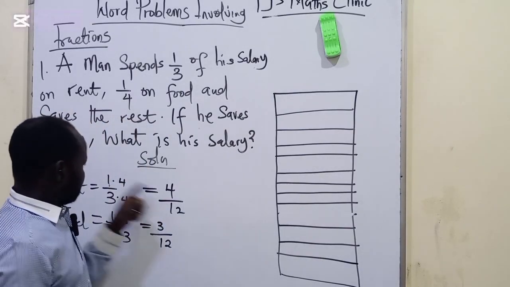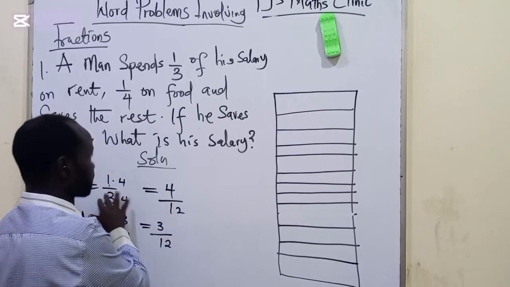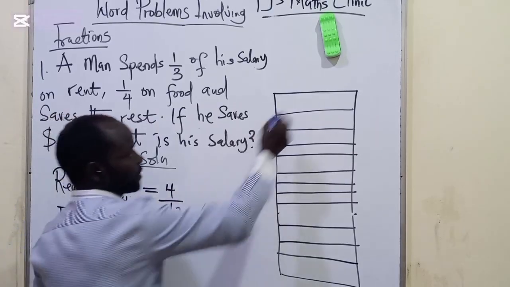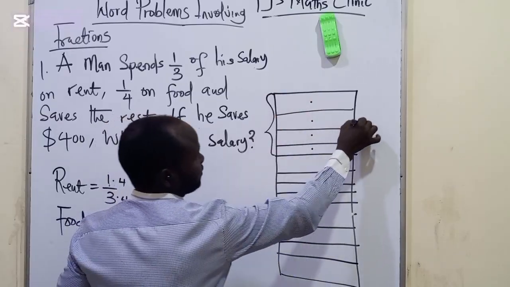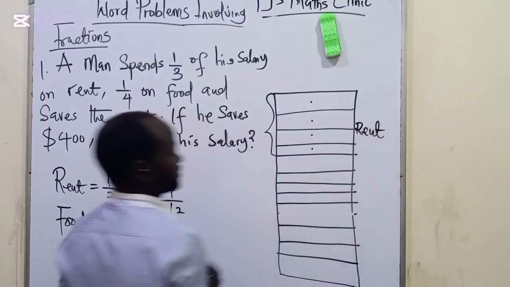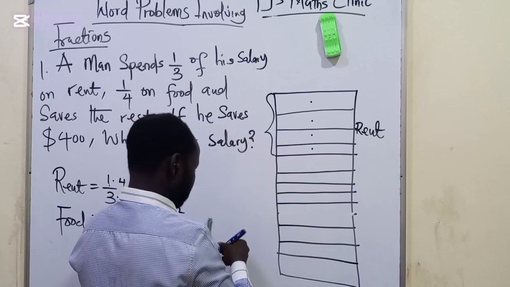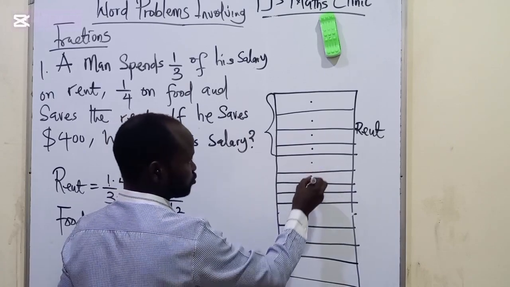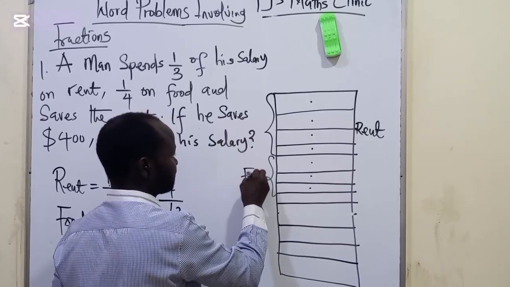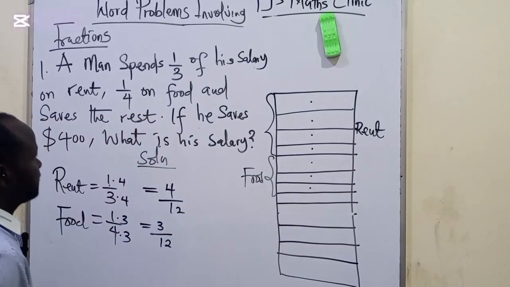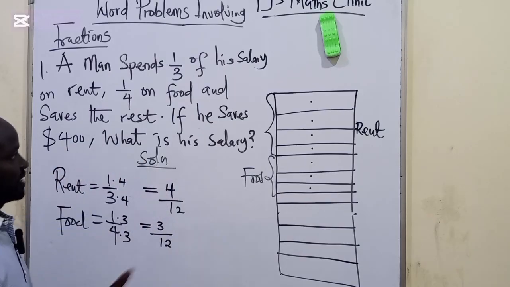It means 4 out of that 12 was spent on rent. So we count 1, 2, 3, 4. So this is for rent. Very important. Then for food, 3. So we count 3. This will be 1, 2, 3. So this was what was spent on food. Then the question now says if he saves $400, what is his salary?